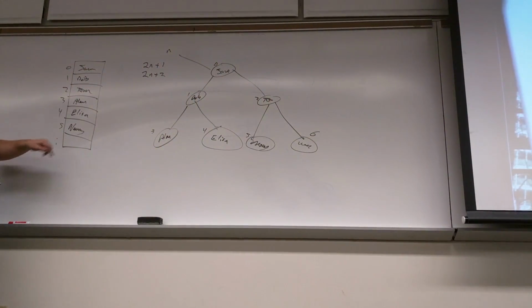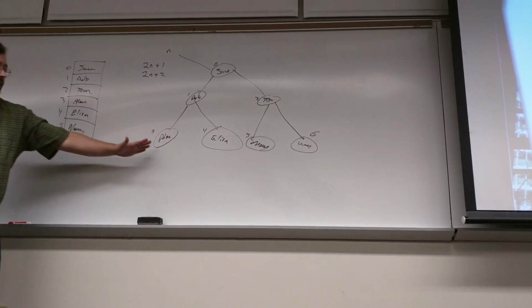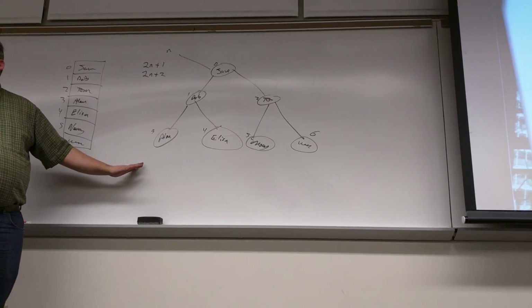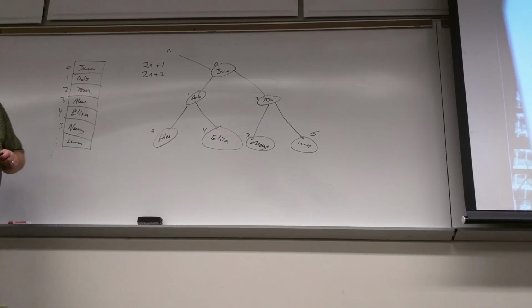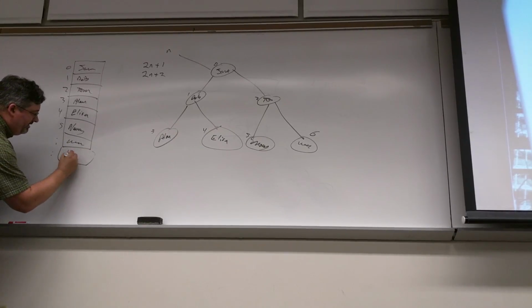Where is that in the array? It's right here. If I want to add another node to this, where does it go? It goes hanging off of the left of 3. 3 times 2 is 6, plus 1 is 7. It goes in slot number 7, which is right here.